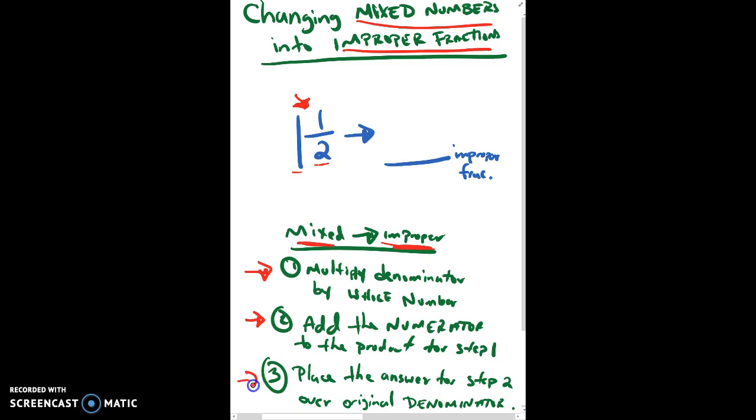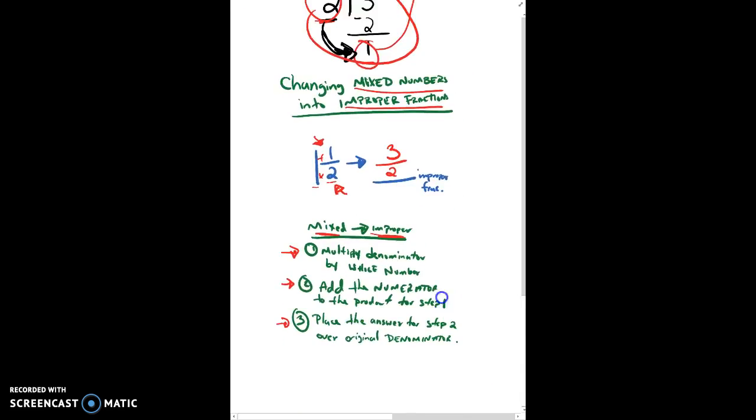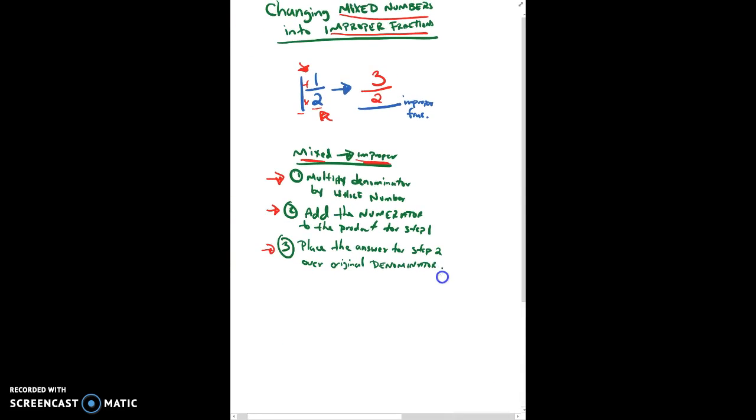Okay? And then the final step would be to place the answer for step 2 over the original denominator. So 2 times 1 is 2, plus 1 is 3, over the original denominator, which was 2. And that's the answer. Okay, let me go over it a little bit more in a paced way.